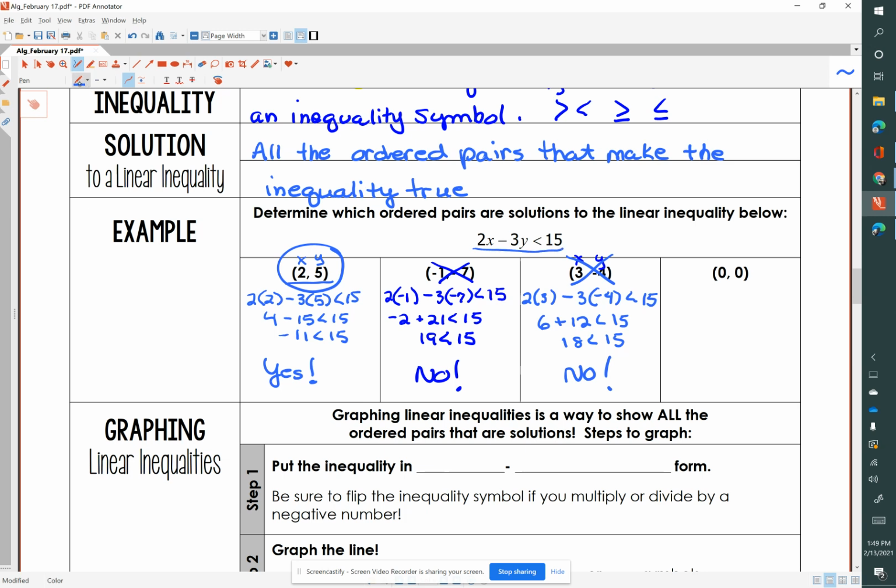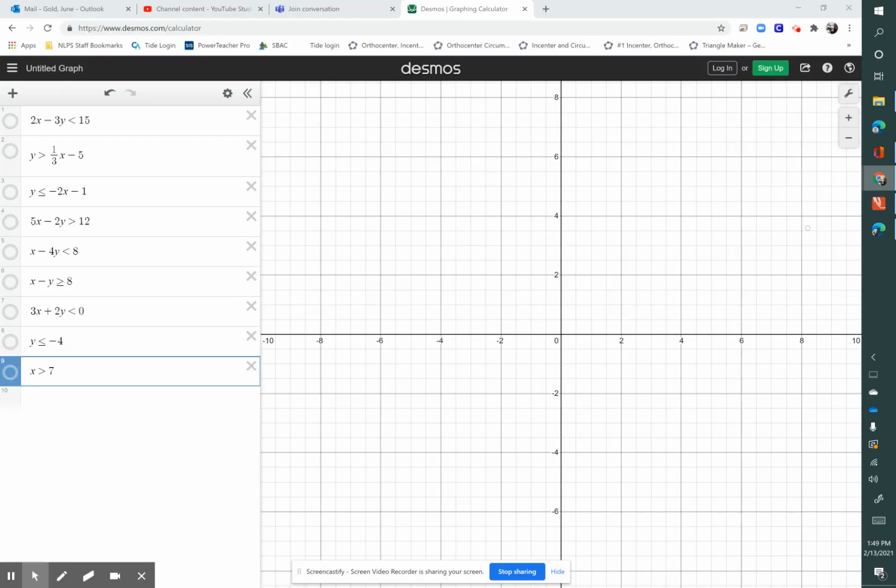And finally, let's try the values 0, 0, which is the origin on our Cartesian plane. 2 times 0 minus 3 times 0 is less than 15. 0 minus 0 is less than 15, and simplifies to 0, for completeness, is less than 15, which is a true statement, which means that this ordered pair 0, 0 is a solution to the inequality 2x minus 3y is less than 15. Let's take a look at that with Desmos.